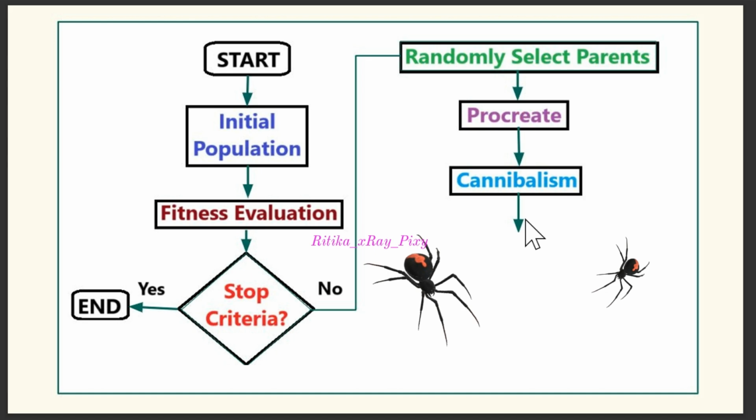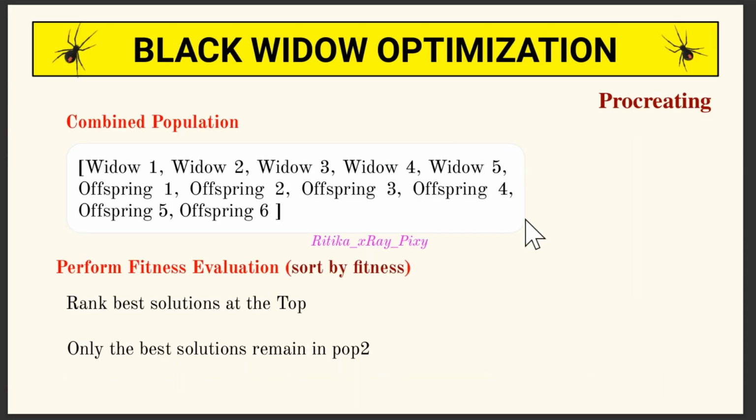After this, we will perform the fitness evaluation and selection. After fitness evaluation, we will sort the population based on their fitness value in descending order, and we will put the best solution at the top. Here the solutions are sorted to ensure that the best performing ones are at the top and ready for the next step, like selection and cannibalism.